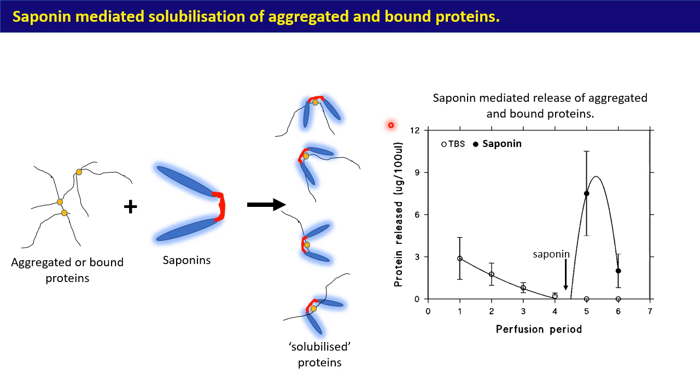Similarly, trapped or aggregated proteins can be dispersed by saponins. The plot shows the perfusion of human Bruch's with saline. Loosely bound or free proteins are initially released. When this release is finished, addition of saponins led to a rapid and copious release of bound and trapped proteins. The released components also included MMP enzymes, as shown in the next slide.